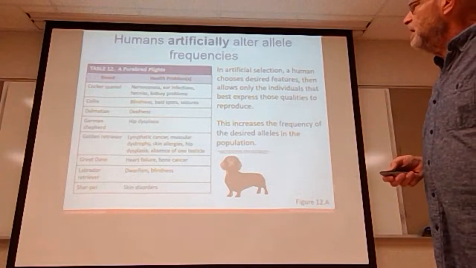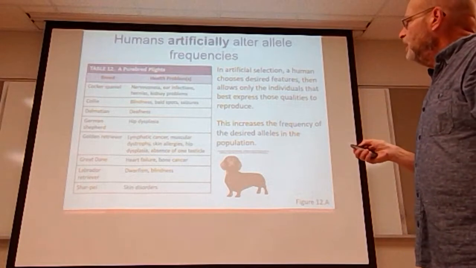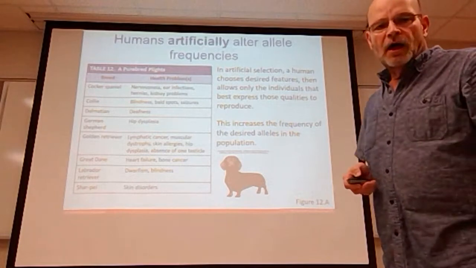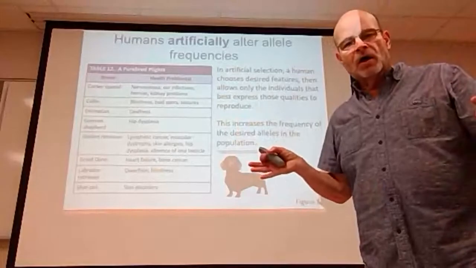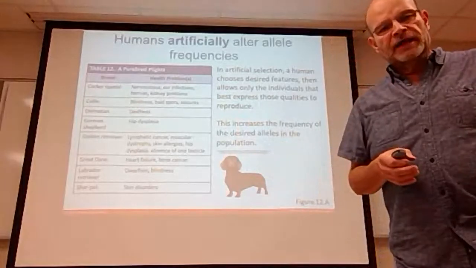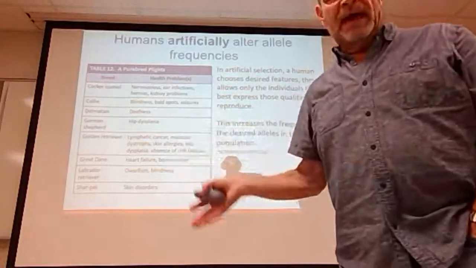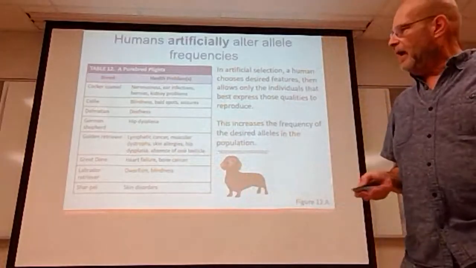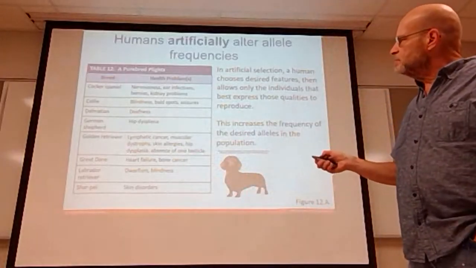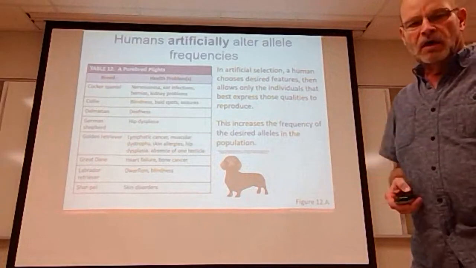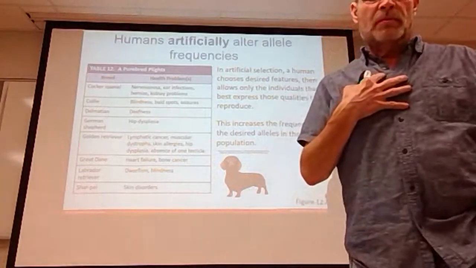Another way we artificially selected things was purebred dogs. Human beings have manipulated dogs for thousands of years, trying to breed in good qualities of the wolf and breed out bad qualities of the wolf. And lots of folks love to have their purebred dogs. I am not a fan of purebred dogs.